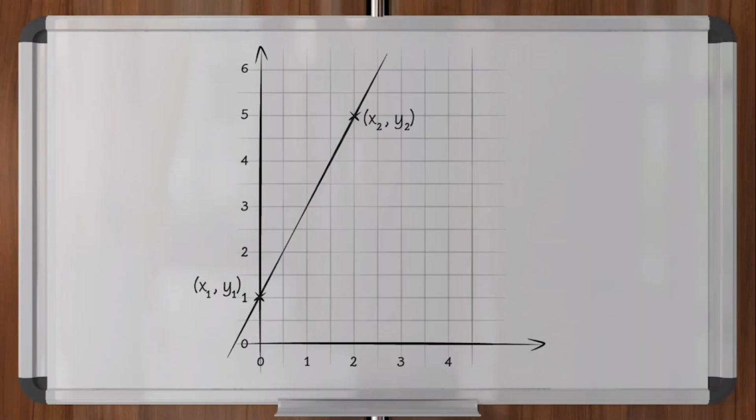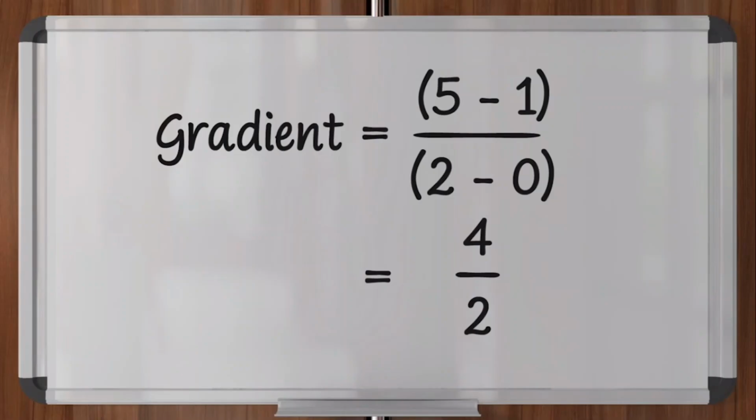In this example, we go up from y equals 1 to 5, an increase of 4 units, and we go along from x equals 0 to 2, an increase of 2 units. So the gradient, how steep the slope is, is 4 over 2, which is 2.